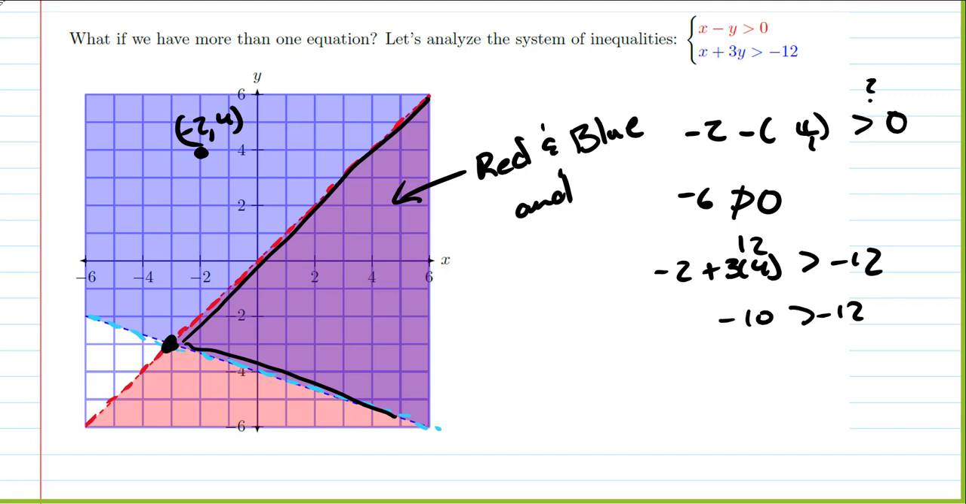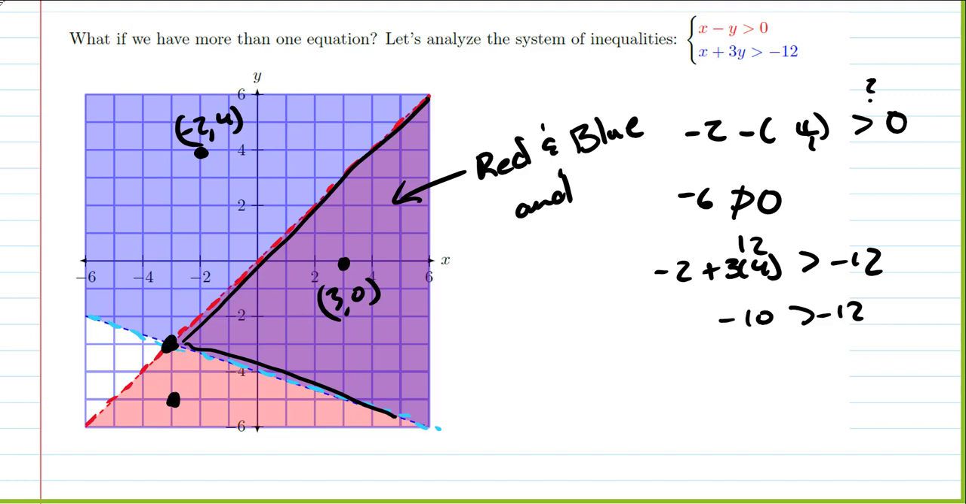Similarly, if we checked a point down here, it would make the red one true, but not the blue one. But if I pick this point, say 3, 0, since it's in the purple part, which is both red and blue, it would make both of them true. So the idea when we have a system of inequalities is we need to find the region where the two inequalities overlap.